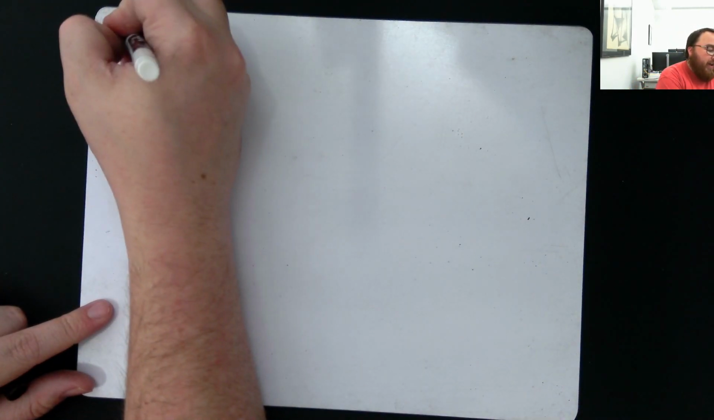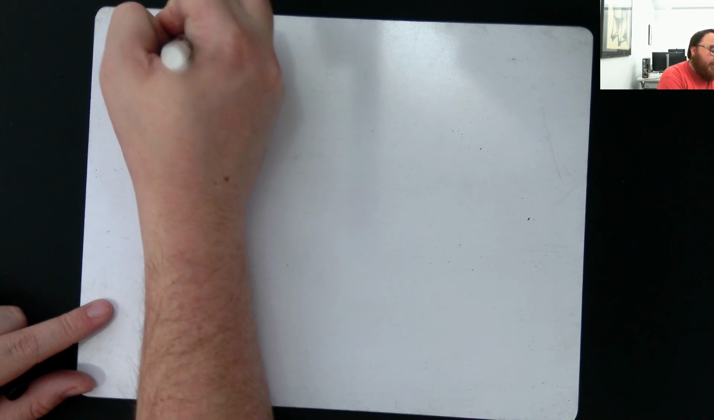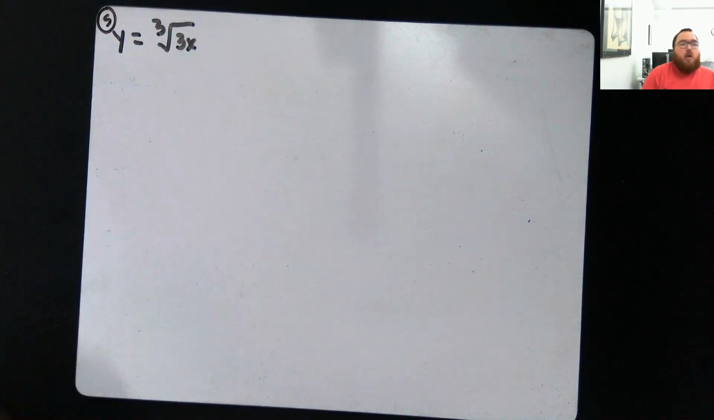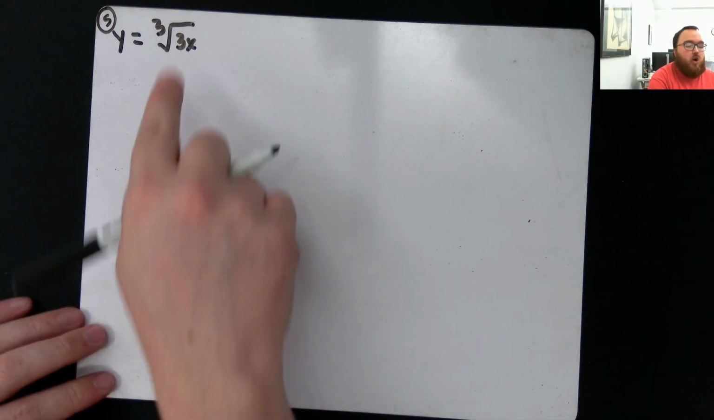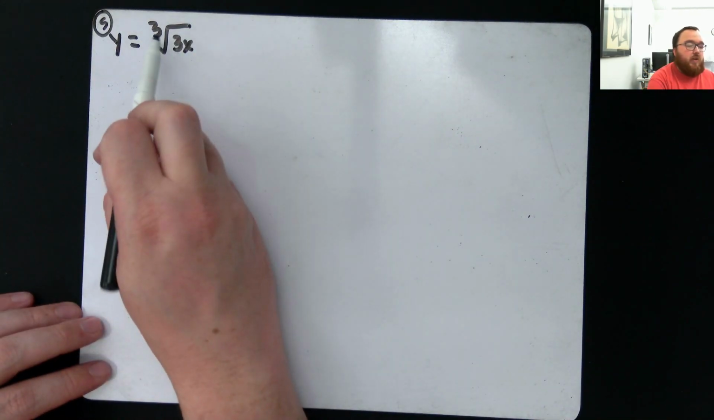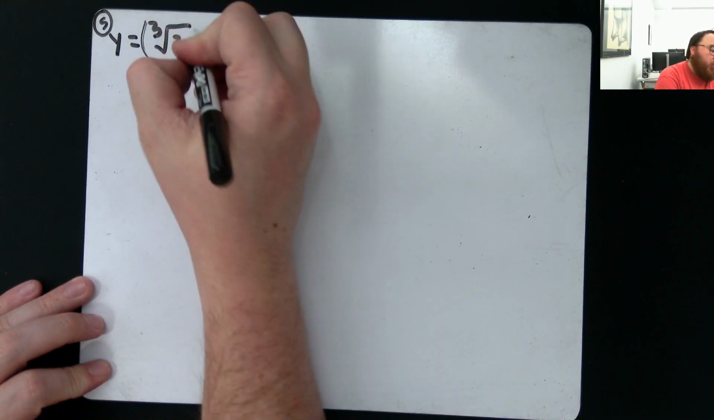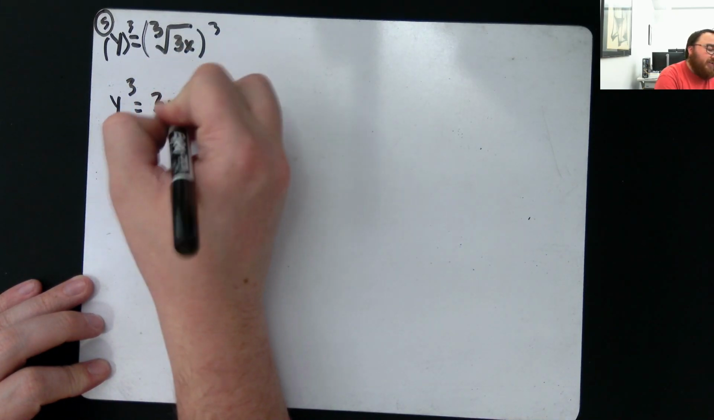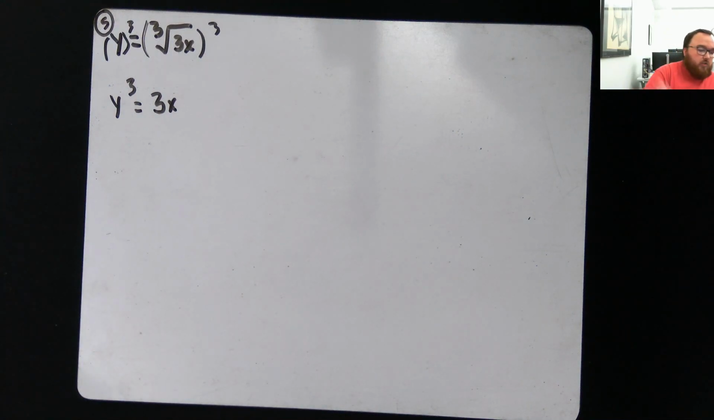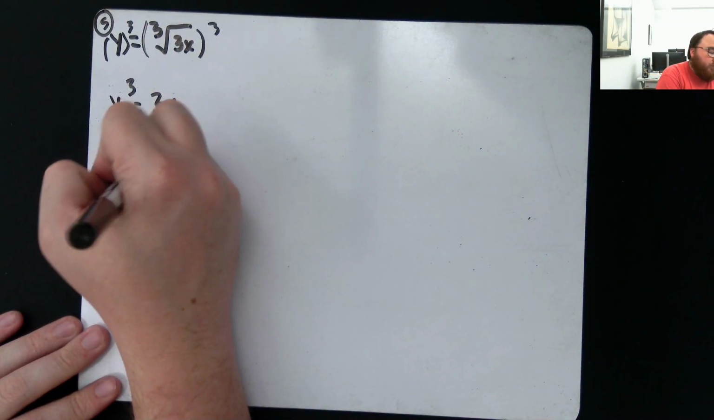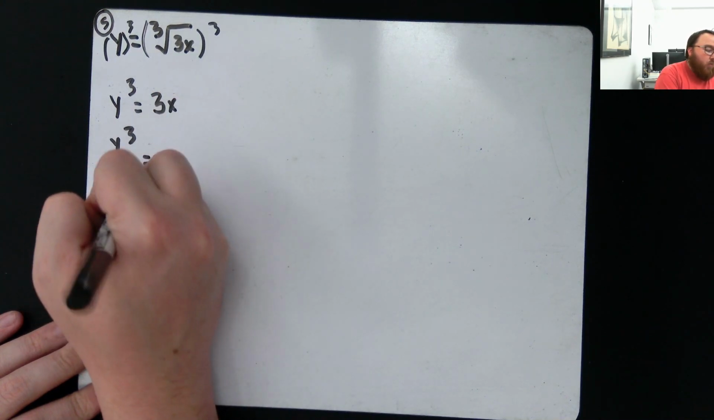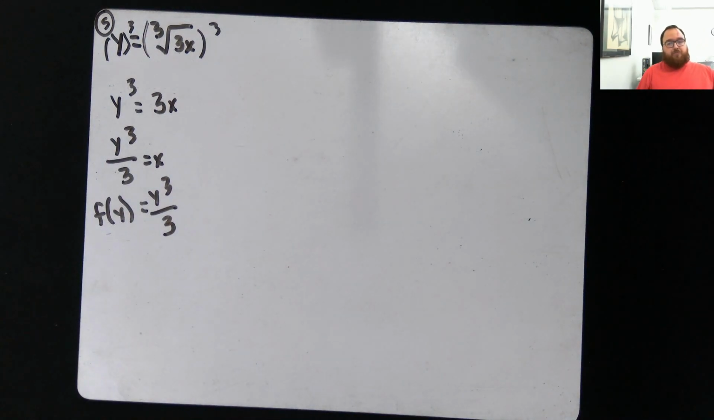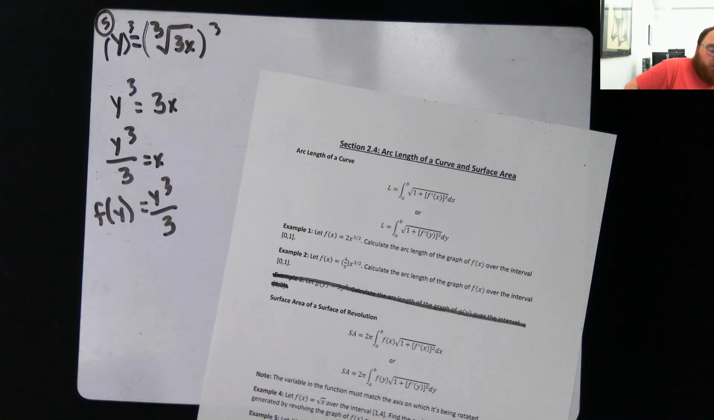So I know y is equal to the cube root of 3x. To make this in terms of a y, I'm going to have to solve this for x. So first things first, I have a cube root, which means I'm going to cube both sides. So y cubed equals 3x, and then to solve it for the x, just divide it by 3. So the function in terms of y is going to be y cubed over 3. That's what I want to use. So now I can use this.